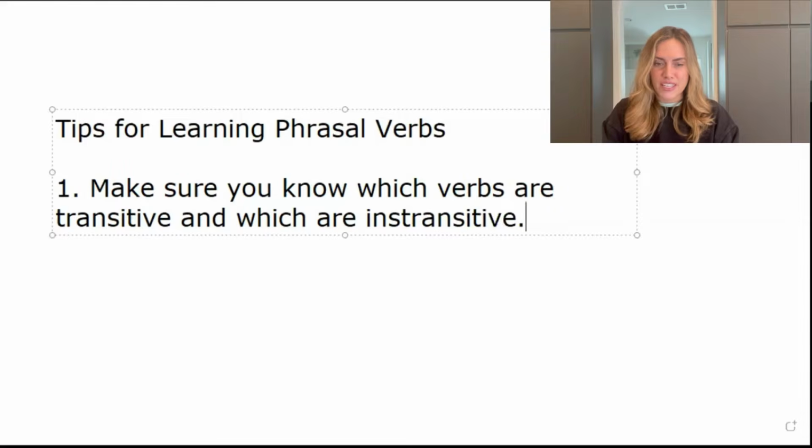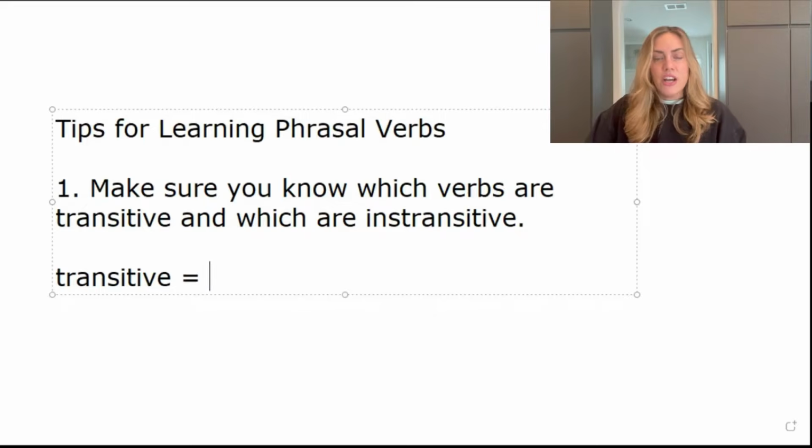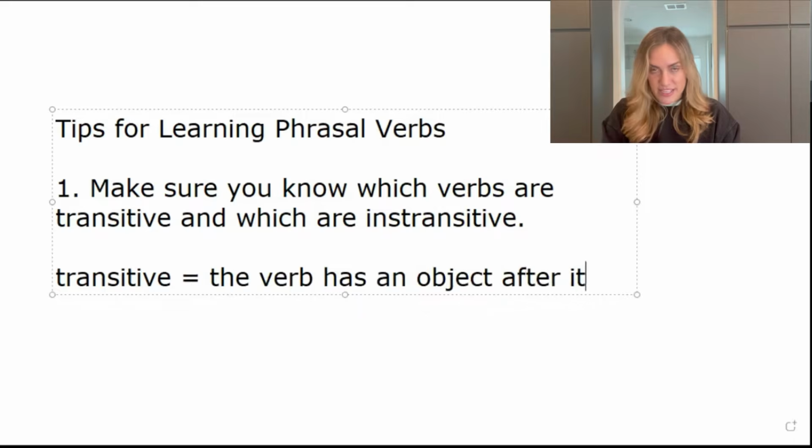Okay, what does that mean? What does transitive mean? Okay, and now I always tell my students, don't worry, you don't have to know this word transitive, but you need to know what it means so that you can effectively study. Here's your strategy. Transitive just means that the verb has an object after it. There is an object after the verb.